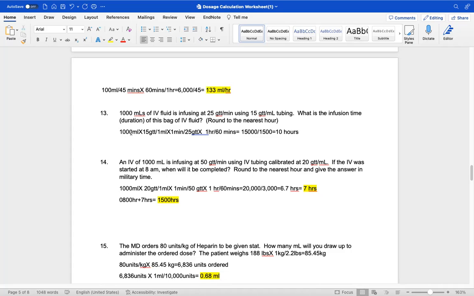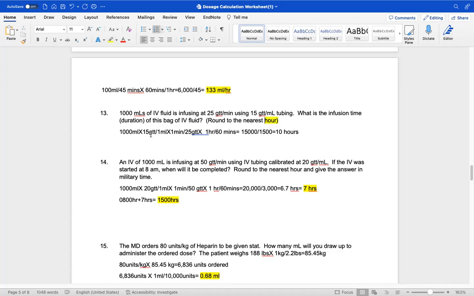So we've got 1,000 mLs. We're not giving anything else, so that is just automatically 1,000 mLs over 1. We're going to multiply that to get rid of our mLs, because remember, we're looking for infusion time in hours. So that nearest hour is what we're looking for here. Highlight that, make sure we know what we're looking for.